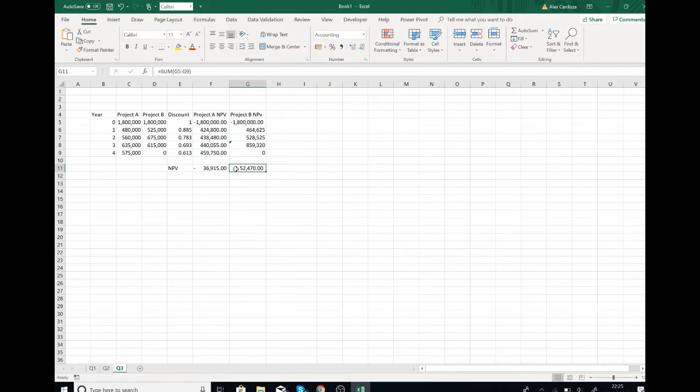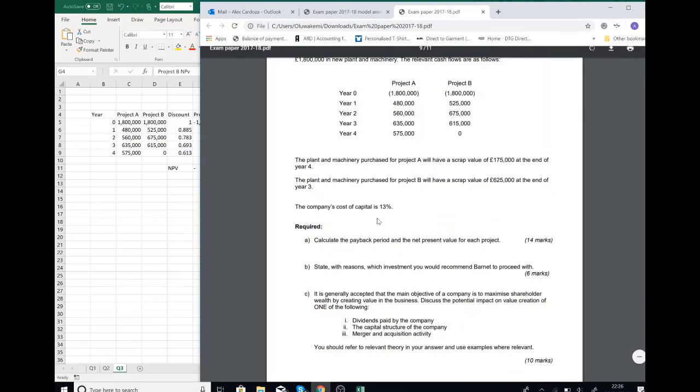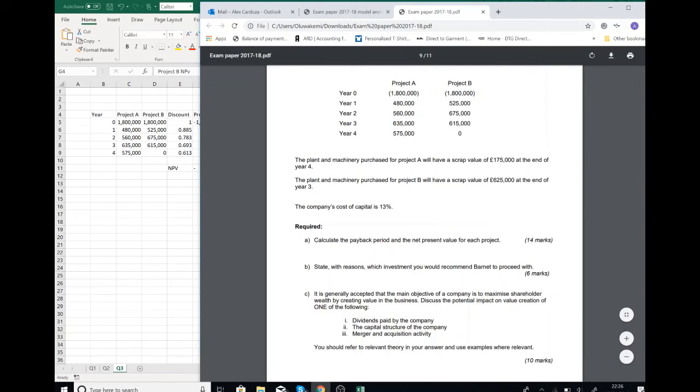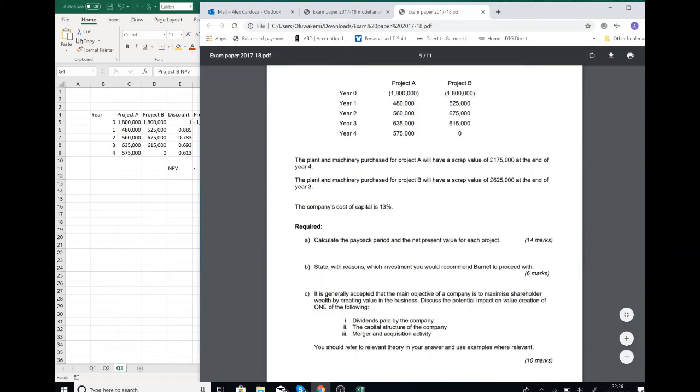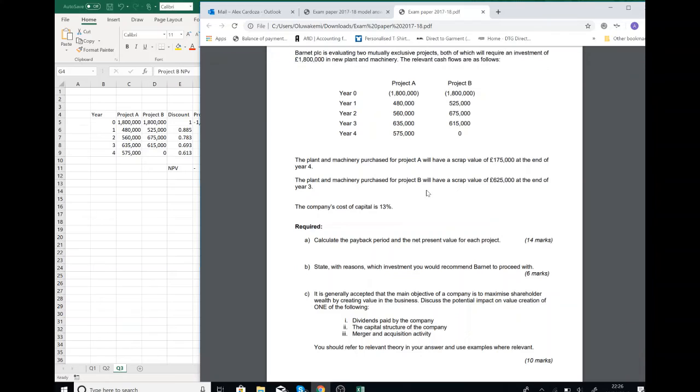As you can see, this has got a positive NPV and this has got a negative NPV, therefore you would accept this project. So when you go to answer question B, you would state that you would proceed with project B because project B gives a positive NPV, whereas project A has a negative NPV.